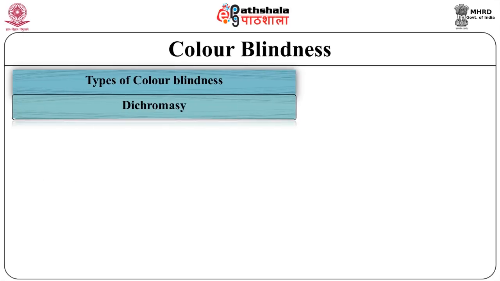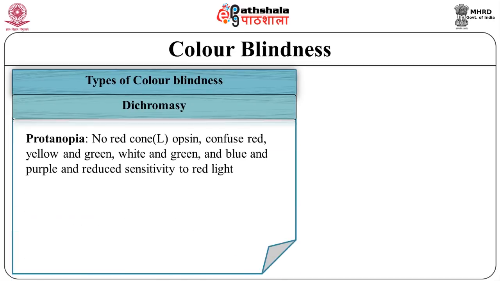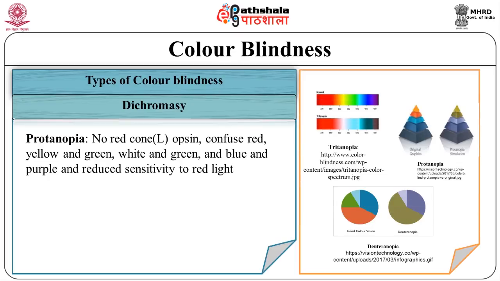Let's understand what dichromacy is. The first type is protanopia, that's red in color. In the affected people with this type of color blindness, they have no L cone pigment, confuse red, yellow and green, white and green, and blue and purple, and have reduced sensitivity to red light.